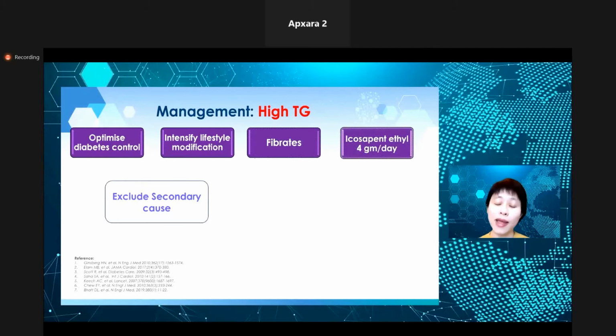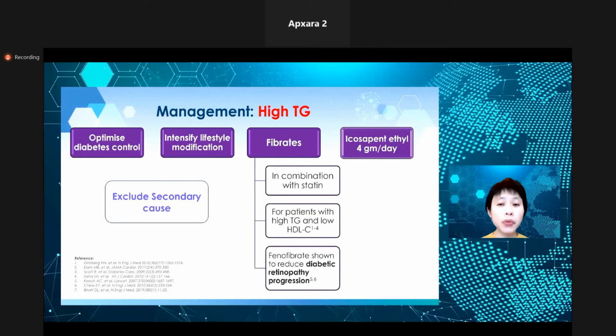Now, fibrates and omega-3 fatty acids are the mainstay pharmacotherapy for patients with high TG, and they are used in combination with statin. For fibrates, subgroup analysis of cardiovascular outcome trials has shown beneficial effect for patients with high TG and low HDL cholesterol. In addition, fenofibrate has also been shown to reduce diabetic retinopathy progression in those at-risk patients.